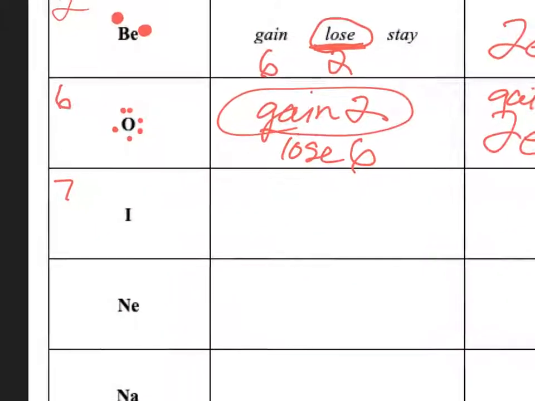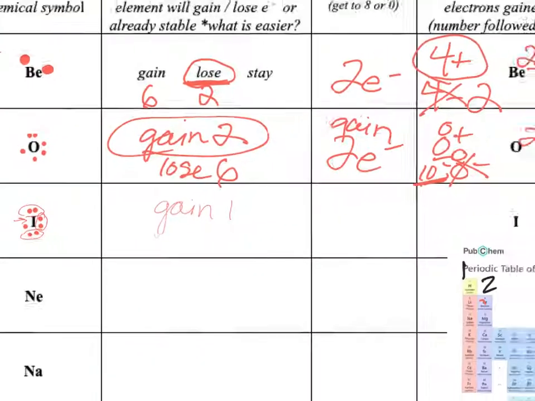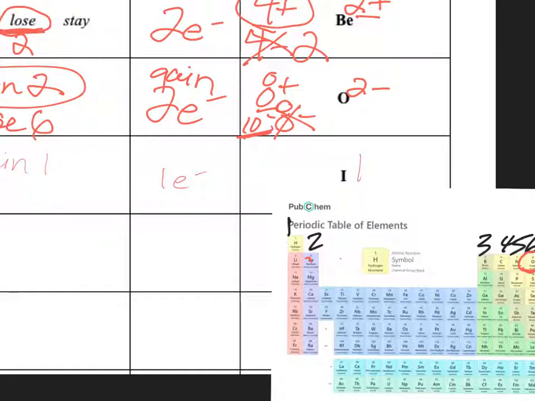I'm going to zoom in actually. Now I can make this bigger. 1, 2, 3, 4, 5, 6, 7. So I can easily see I've got a pair here, a pair here, a pair here. This guy is missing one. So I can gain 1 to get to that magic number of 8. When I gain 1, I'm getting an extra electron, so my charge becomes 1 minus.